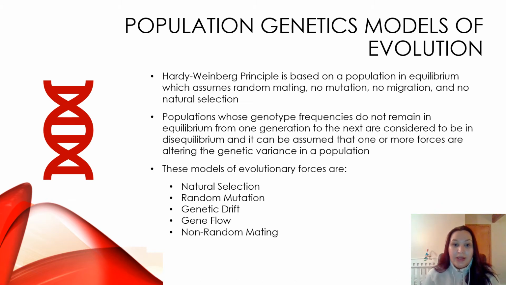So these modes of evolutionary forces in population genetics are defined as natural selection, which we're familiar with, that makes one allele more or less fit for survival than the other. It's often environmental, can be infectious, climate, food supply. We have random mutation, mistakes in DNA transcription, which increase variation.